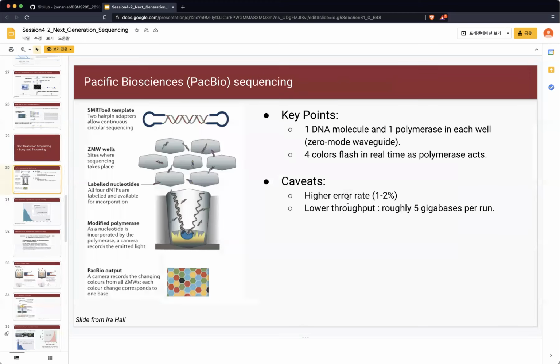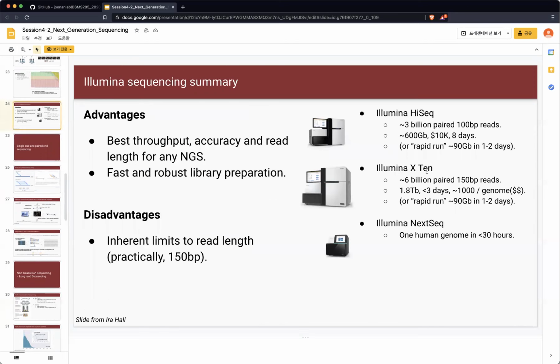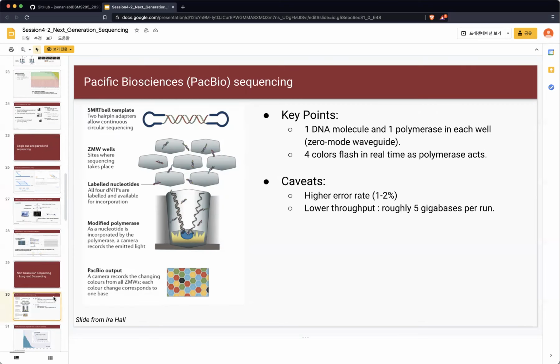Okay, and also it has lower throughput. If you run one sequencing machine, you get 5 gigabases per run, right? Compared to Illumina sequencing, one run will produce 600 gigabases. So it's about 1 in 100 the throughput. Lower throughput means that it will be more expensive than Illumina.